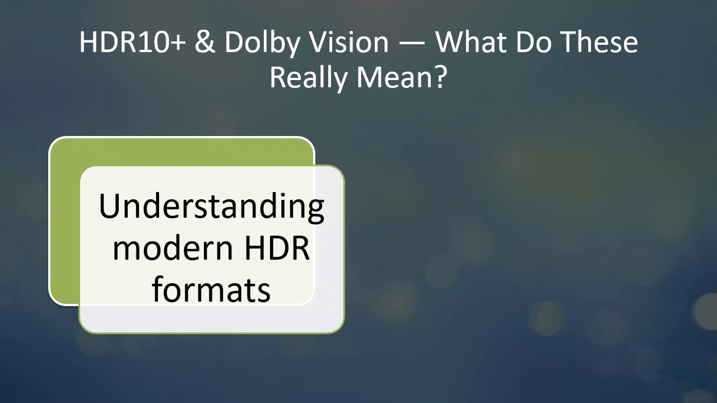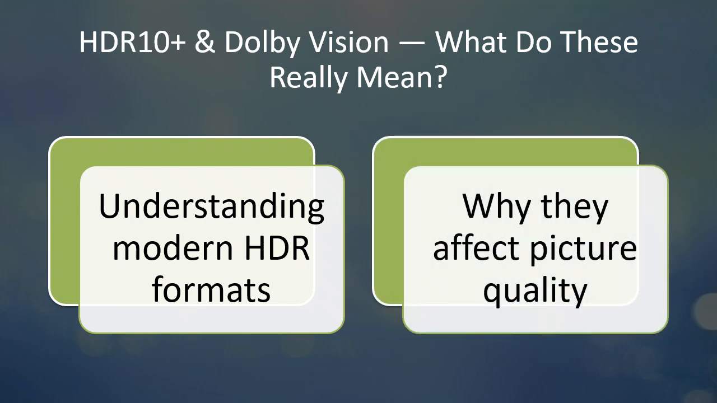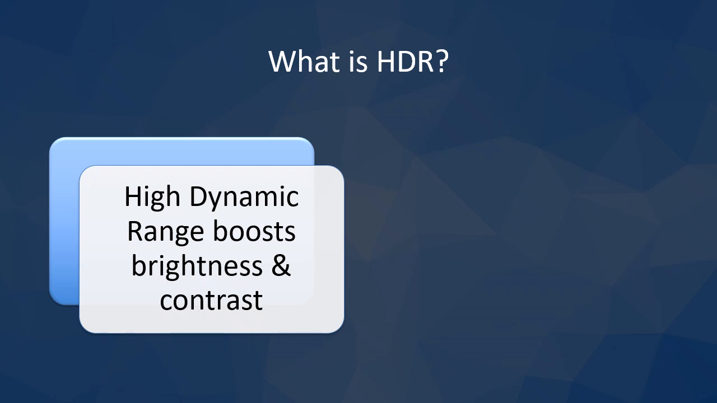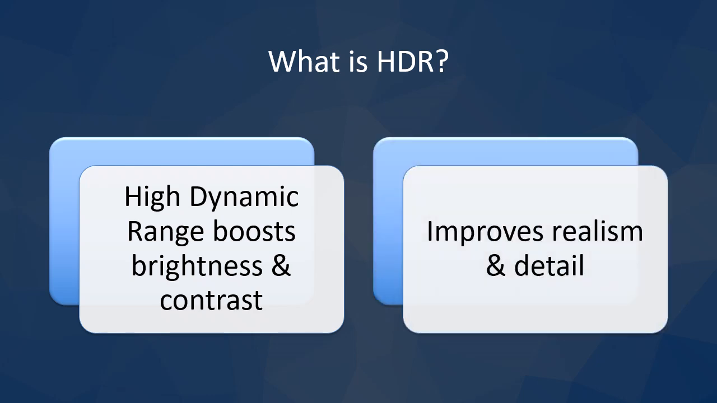In the next few minutes, we'll break down what these terms really mean, how they impact image quality, and which one might be better for you. What is HDR? HDR stands for High Dynamic Range. It's a technology that dramatically improves how bright, dark, and colorful an image can appear on your display. With HDR, you get more detail in shadows and highlights, making movies and shows look more lifelike than traditional SDR.